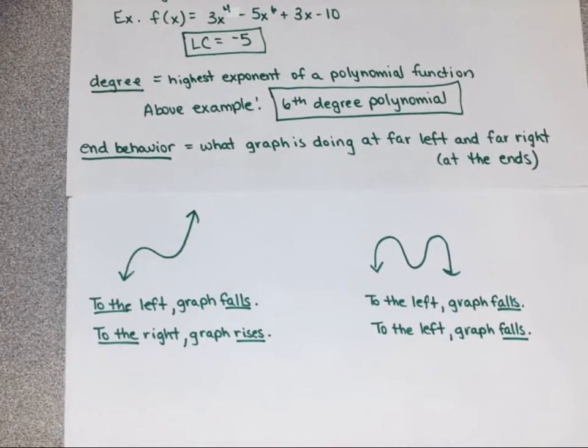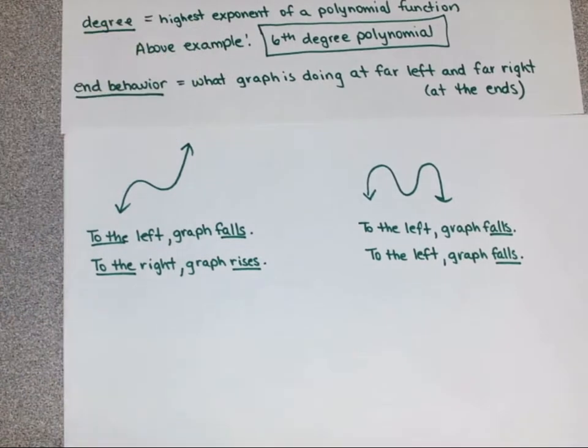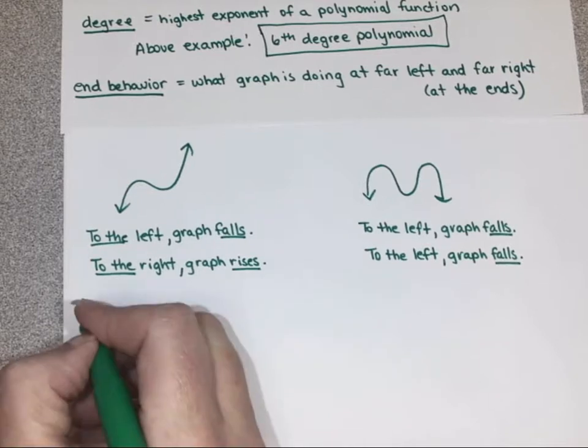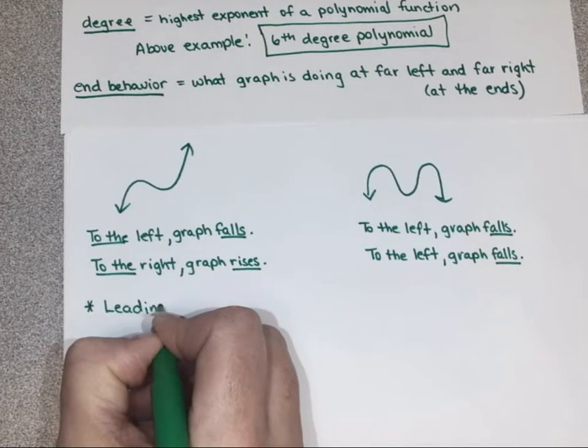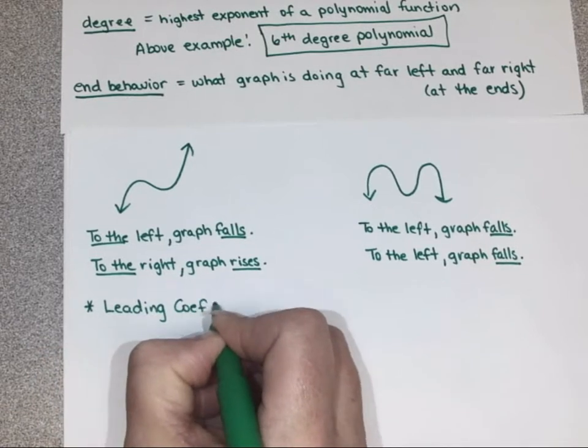So if we have a graph already, I think that's really pretty easy to tell. Okay? But what if we don't have a graph? What if we have an equation and we're trying to get a graph? That's actually the general gist of what we're doing today. Well, there's something called the leading coefficient test.